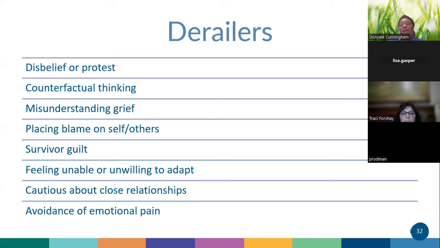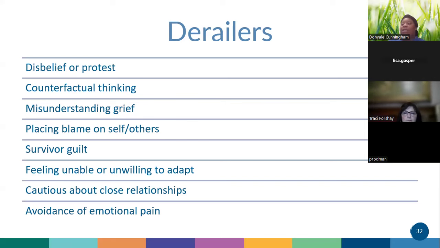Feeling unable or unwilling to adapt: "I can't go on in life without them," or being unwilling to adapt to that loss or move on in life. Cautious about close relationships: someone is hesitant or wary about forming deep, intimate connections with other people, often due to past experiences of hurt, fear, or vulnerability, or a general distrust in other people. And lastly, there is avoidance of emotional pain. This is a common reaction to trauma, finding a way to escape that painful or difficult emotion. So these are some derailers.